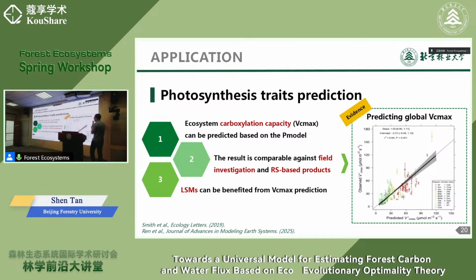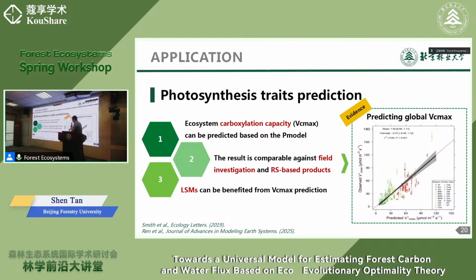And here is the result published in Ecology Letters from Nicholas Smith, and they received a satisfactory performance in predicting the carbon oxidation capacity. And this result is comparable against the field investigation. And a recent study, I can't remember the published date, suggests that our model can generate a comparable Vcmax prediction against a very, very complex remote sensing based product. That means the theory is reasonable in photosynthesis traits prediction.